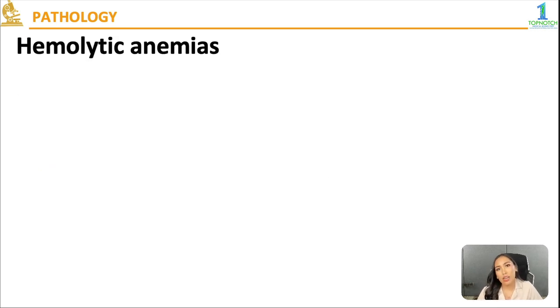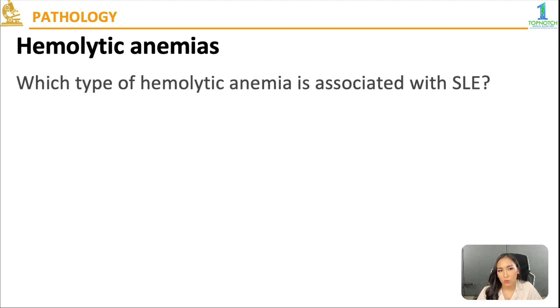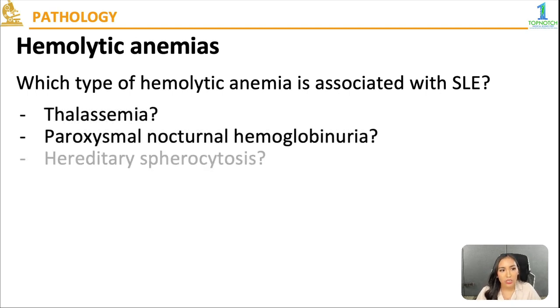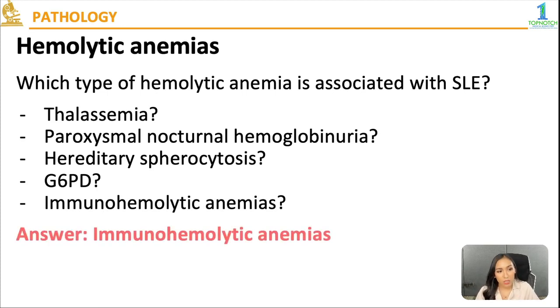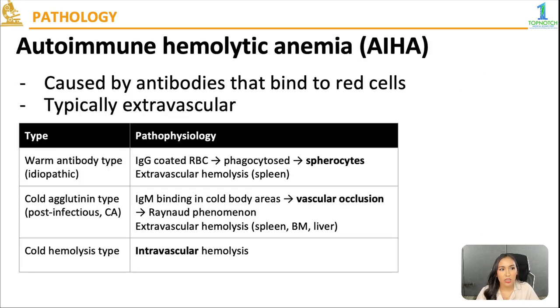So, bakit? Let's discuss hemolytic anemias, no? So, in the case, our patient has SLE. So, which type of hemolytic anemia is associated with SLE? Is it thalassemia, PNH, hereditary spherocytosis, G6PD, or immunohemolytic anemias? The answer is immunohemolytic anemias. Yun ang associated with SLE. So let's discuss the autoimmune hemolytic anemias or IHAs. This is caused by antibodies that bind to red cells and it's typically extravascular hemolysis.